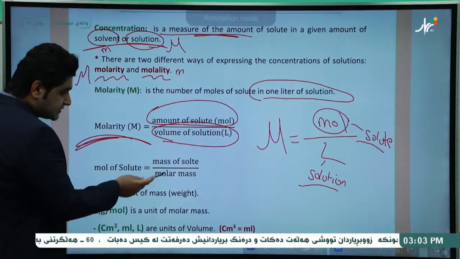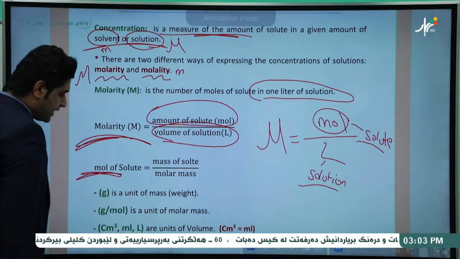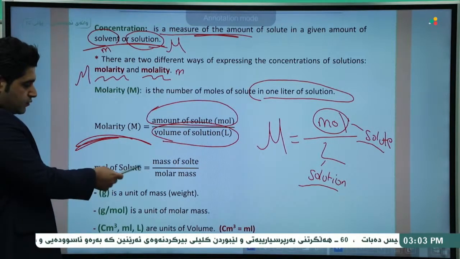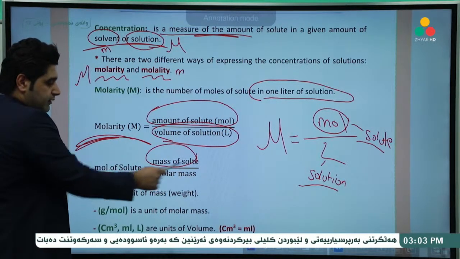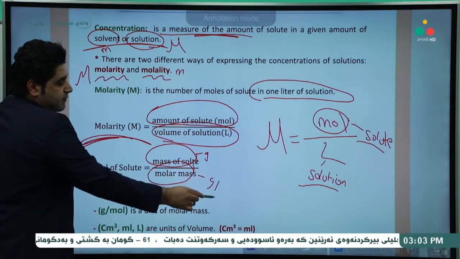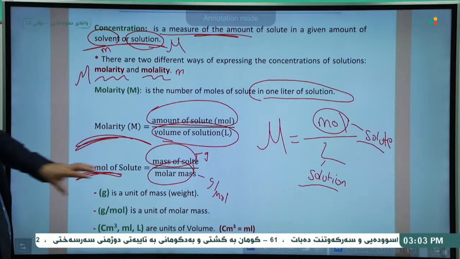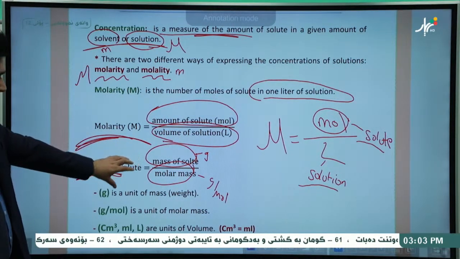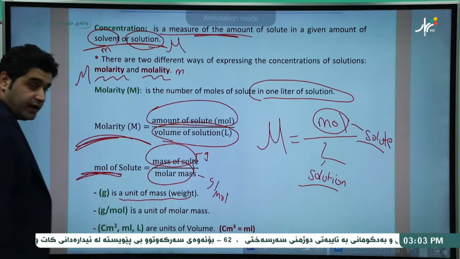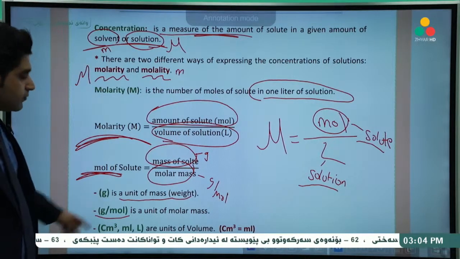Okay. And also we know what the number of moles is. We have learned that in grade 11. Number of moles is equal to mass over molar mass. We know that. Mass in gram over molar mass, gram per mole. So we can calculate number of moles using this equation. Gram is the unit of mass, weight, okay? Gram per mole is the unit of molar mass.